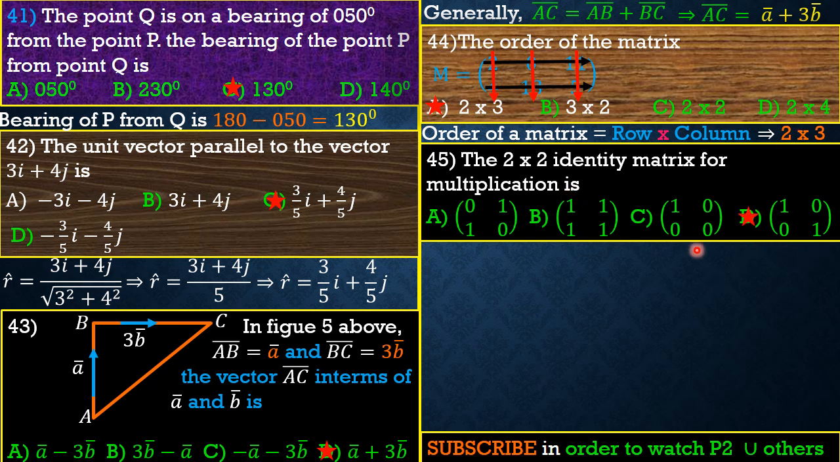Then we have 0 elsewhere, okay? So option A cannot be our option. Option B cannot, because everywhere we have 1s. Here we have 1 and here is 0. So option D has to be the best option.